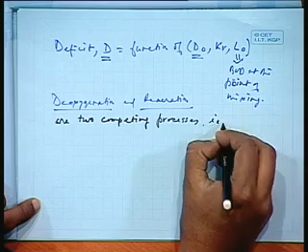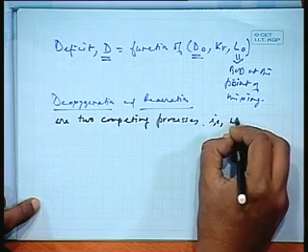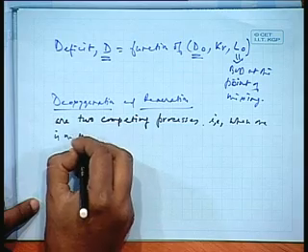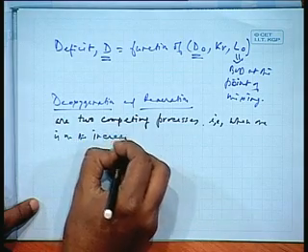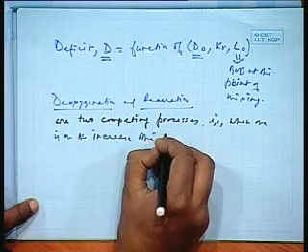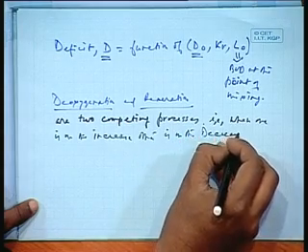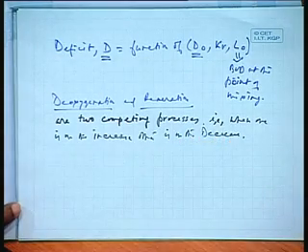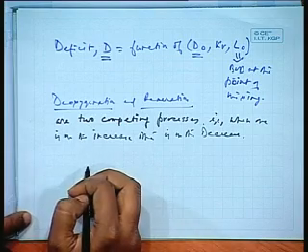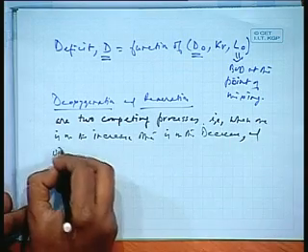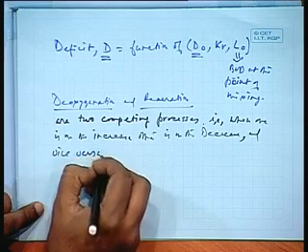That is, when one is on the increase, the other is on the decrease. When one is on the decrease, the other is on the increase, and vice versa.